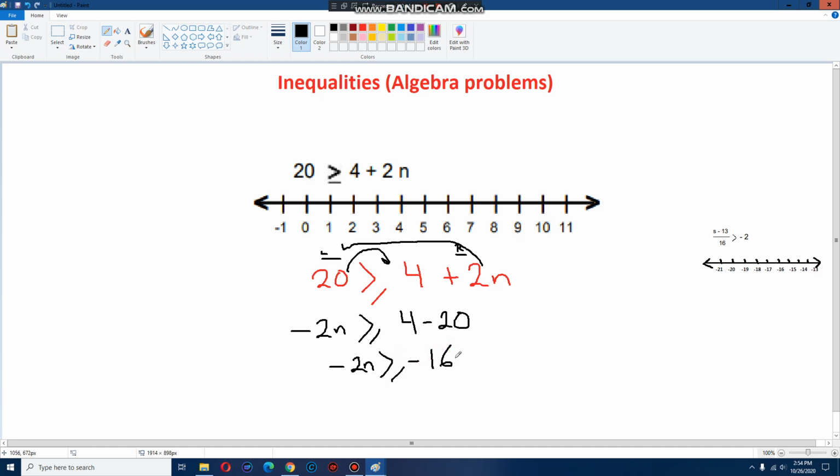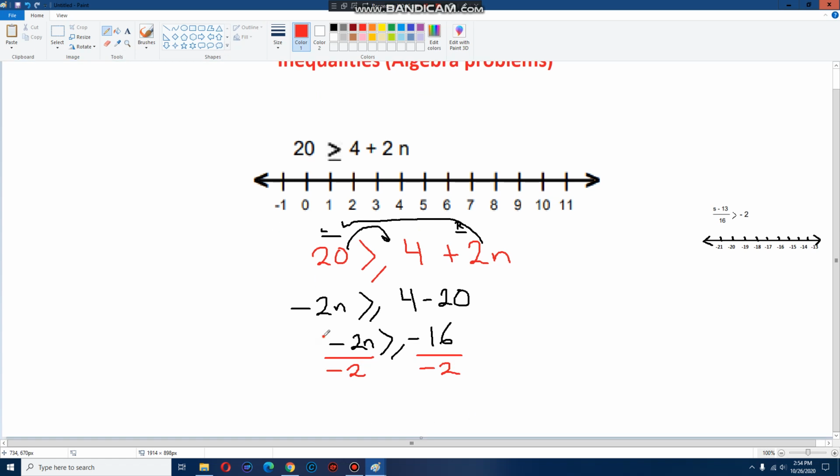And now, as you can see, n has family with it. n is also a negative number, which is a no-no. We've got to make that a positive number. So what we're going to do, we'll divide both sides by -2 and -2. Now, -2 divided by -2 is n. n is now positive. Wonderful. -16 divided by -2 is 8. All right, not too bad.